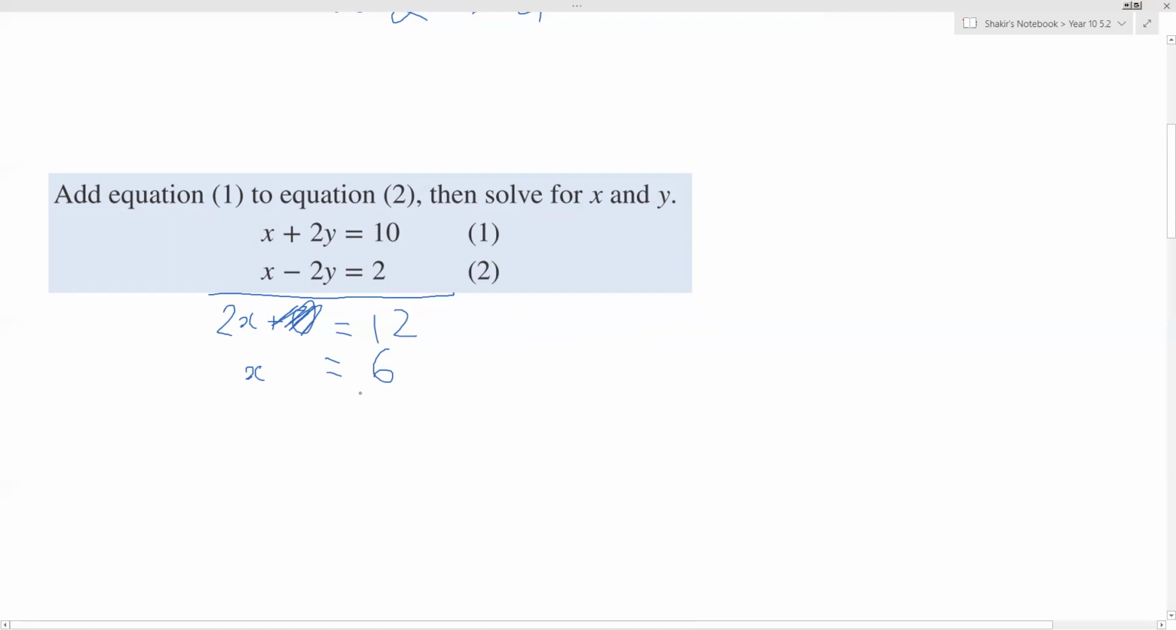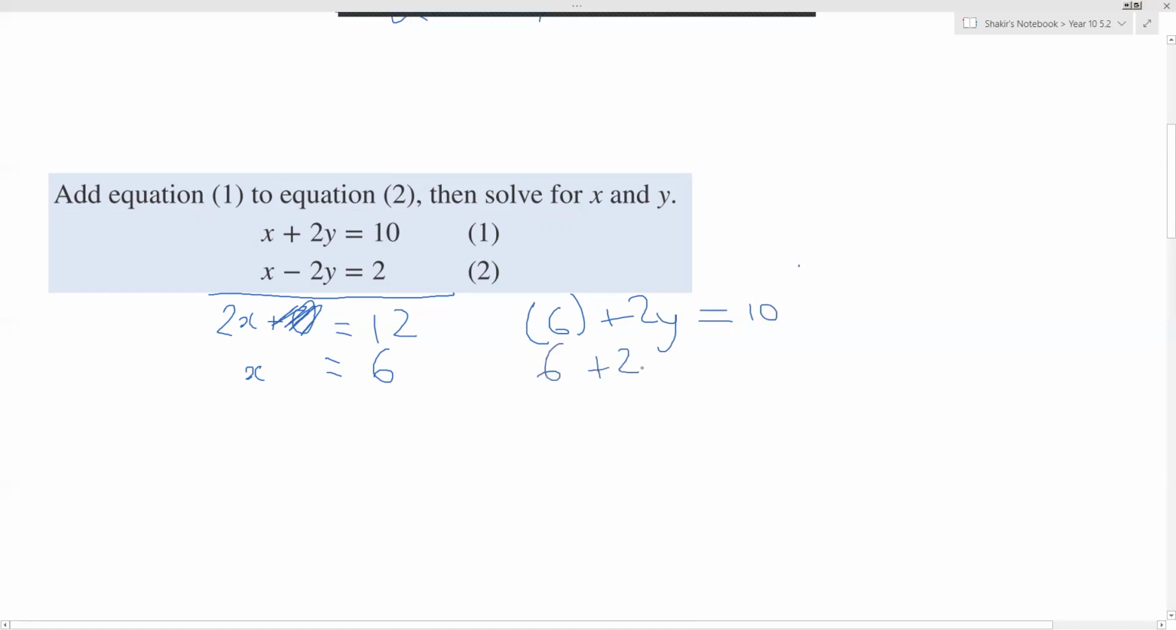Now that you know what x equals, you can sub it back into either of those two original equations to get our y value. So if we have 6 plus 2y equals 10, we're just going to solve this now. Expanding doesn't really change anything. I'm going to subtract 6 from both sides, so minus 6 there, minus 6 there, leaving me with 2y equals 4.